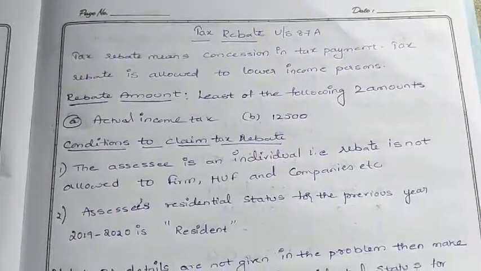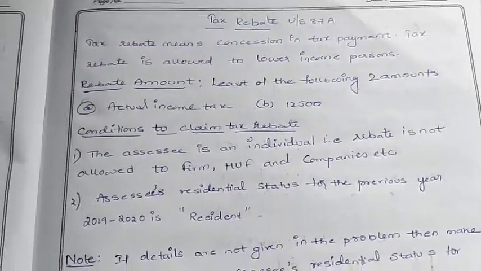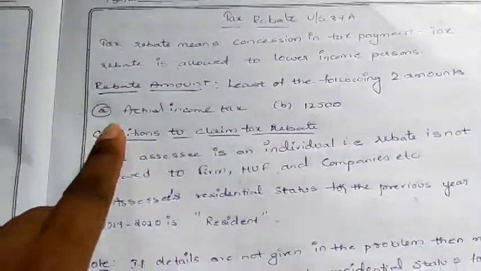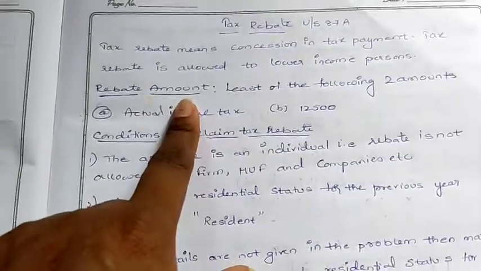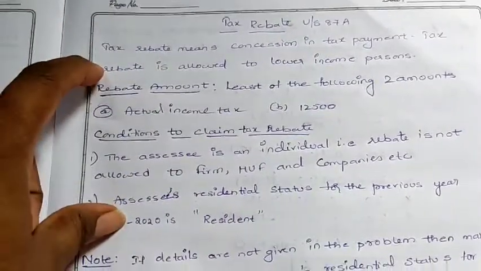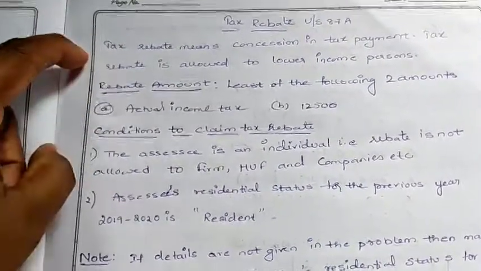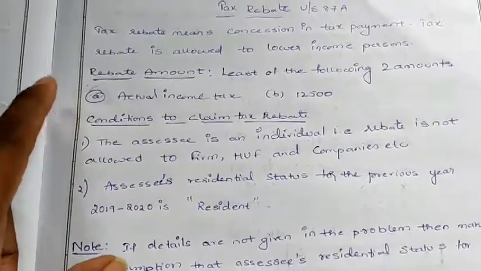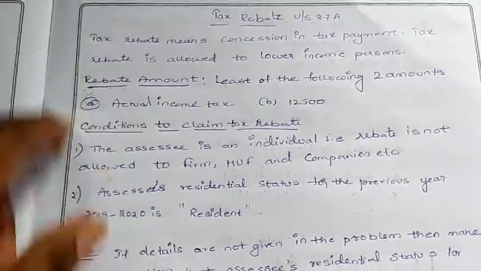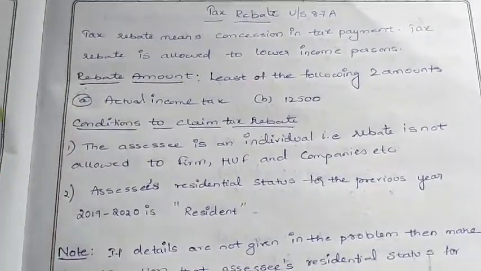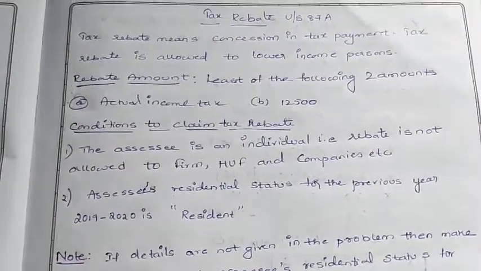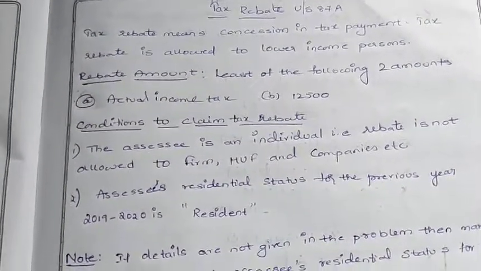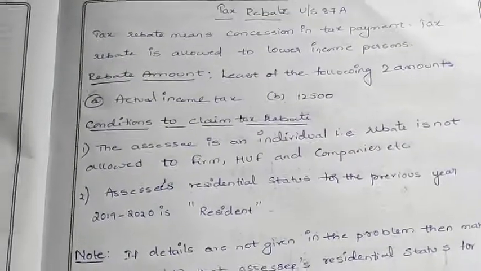Actually, what is the meaning of tax rebate? Tax rebate is just like a discount, to lower income people. Okay, so first you see the rule. This tax rebate applies from the first unit to the last unit. If we are calculating the tax liability, there we have to see whether tax rebate is applicable or not. So that's why from unit 1 to unit 5 it is very important.